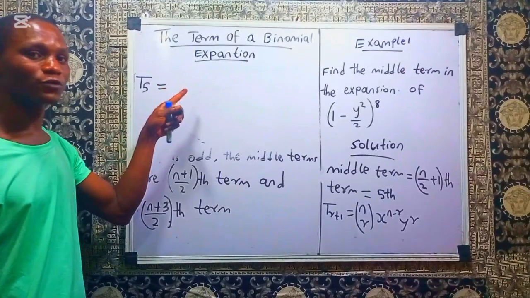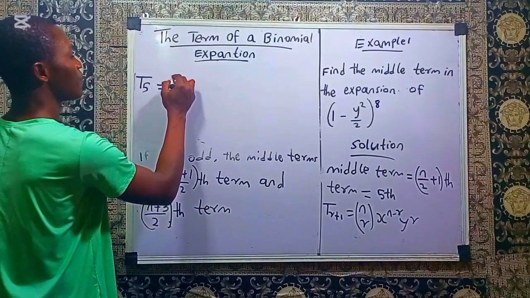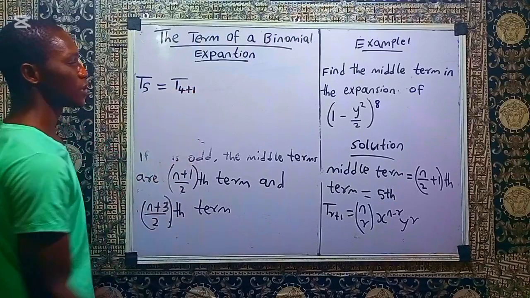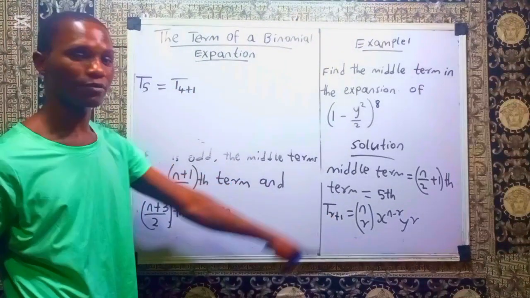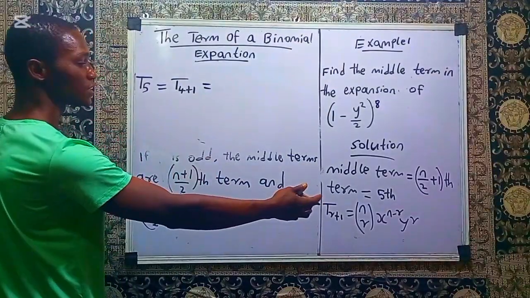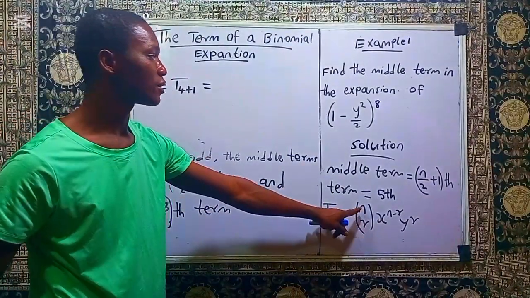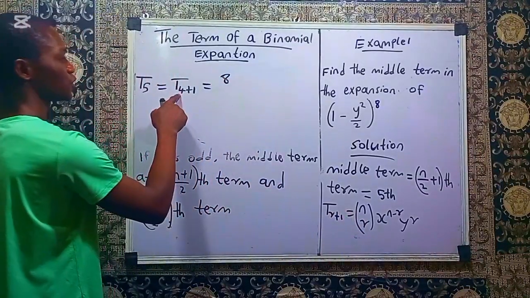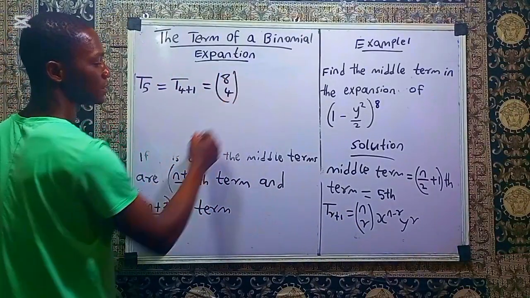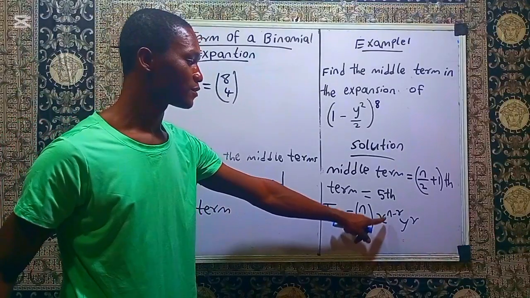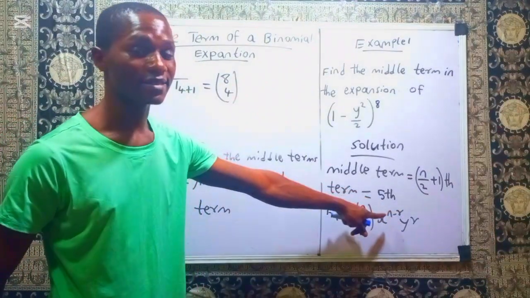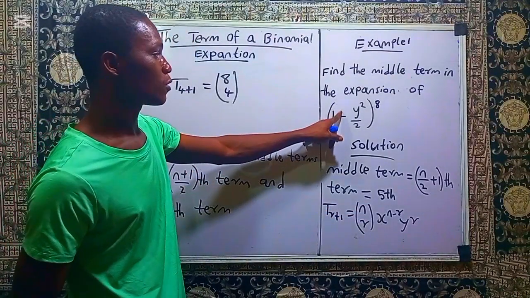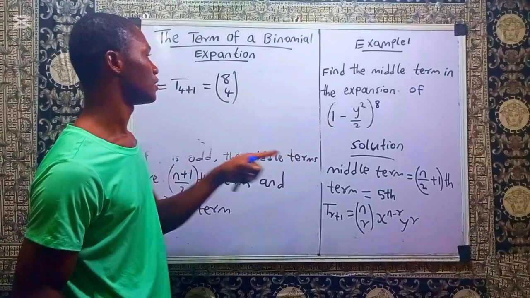If I add 1 to 4, I will get 5. So I will write 5 as 4 plus 1. So I have t sub 4 plus 1. So 4 now is acting as this r. I will now use this formula, which is n combination r. What is n? The index of the bracket, which is 8. Combination, calculated r now to be 4. Then multiplying x raised to power n minus r. x is the first quantity you have inside the bracket. Looking at this question, the first quantity inside the bracket is 1. That will be our x.